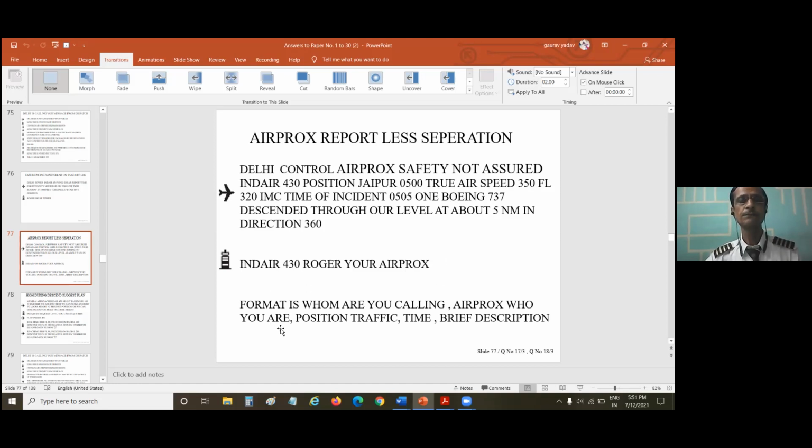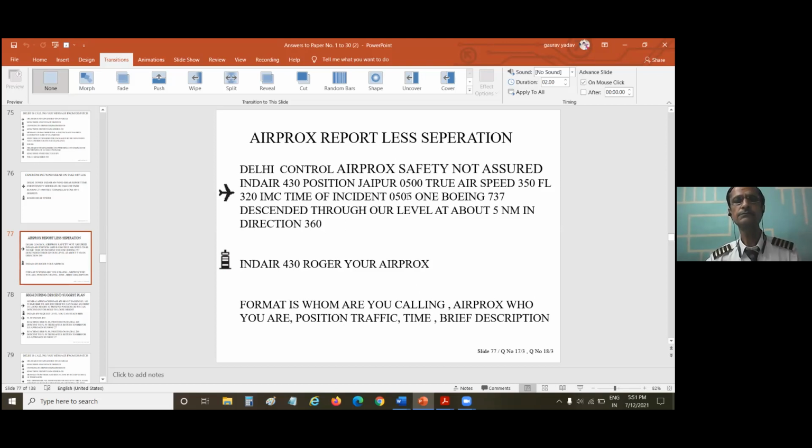All right. So for your benefit, I put it here. The format is whom you are calling. So you should tell you are calling here in this Delhi control. Then the word Airprox. Then after that, who you are. You are Kingfisher 780 in this case. Then position and traffic. Your position is what? Position Jaipur, and time you gave, and your speed you gave, and your flight level you gave.